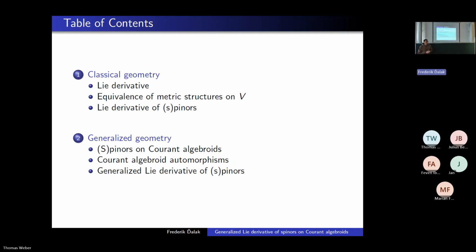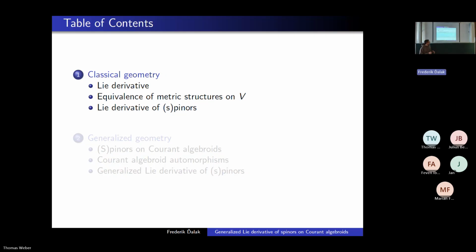So the problem of defining the Lie derivative for spinor fields has been previously addressed and studied in classical geometry on smooth manifolds, for example, in the work of Bourguignon and Gauduchon. And so the first thing I'm going to do is to give you the introduction to the classical version of this problem. And then I'm going to tell you about what kind of modifications and changes need to be made in order for this formalism to also apply in the setting of generalized geometry on Courant algebroids.